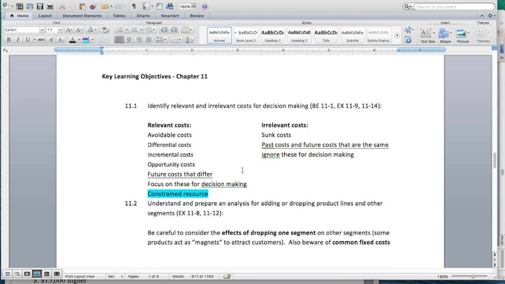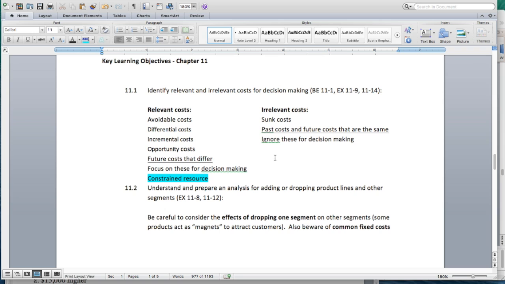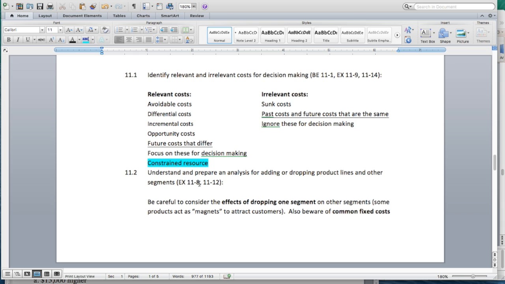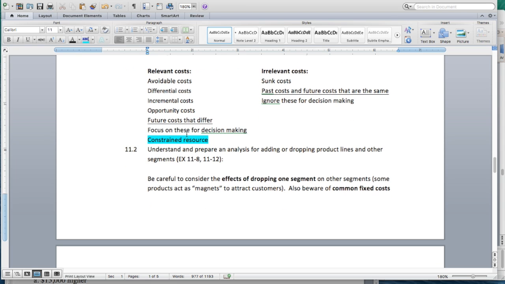And moving on to Chapter 12. So relevant versus irrelevant costs. The main one I want to focus on is that constrained resource. I believe in your quiz it talked about a stamping machine or something to that nature, and how it was a bottleneck or a constrained resource. So you'd want to measure your net operating income based on that constrained resource. However many you could get through that constrained resource, that would be the most efficient way to make your product. And so constrained resources are always relevant.